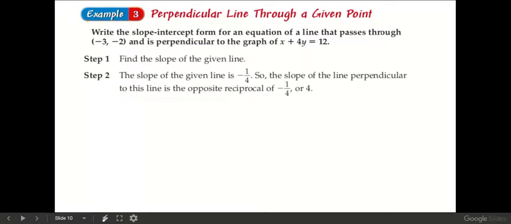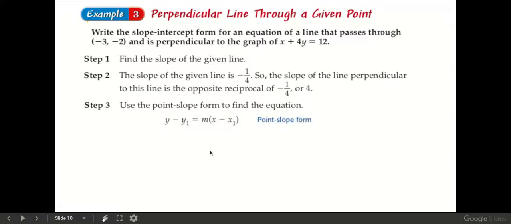So now I know my slope. So now I can use point slope form to find the equation because I have a slope and I have a point. So here's my point slope form. Substitute in my x and y values for my point, and my m is my slope. And then I can go ahead and simplify, right?